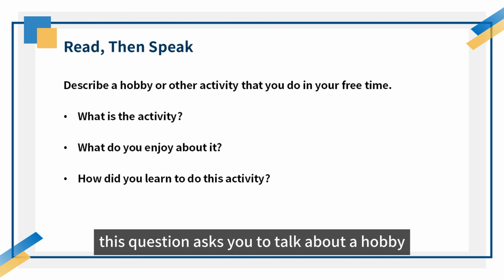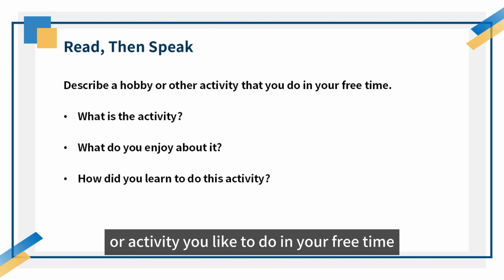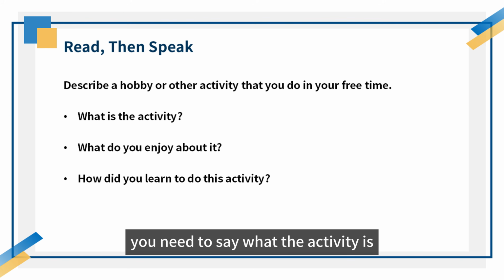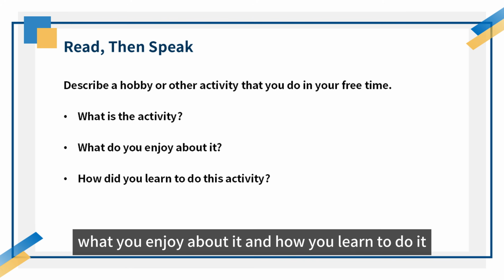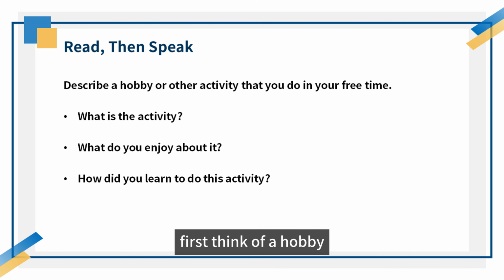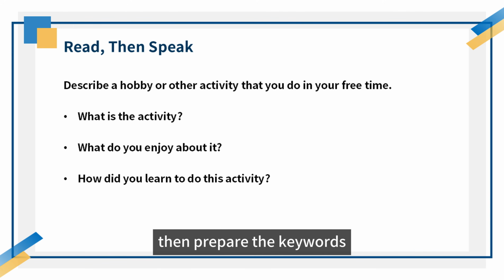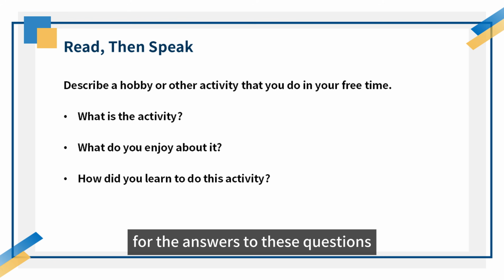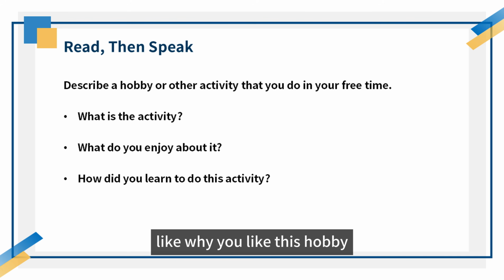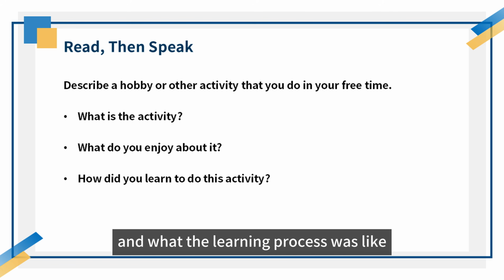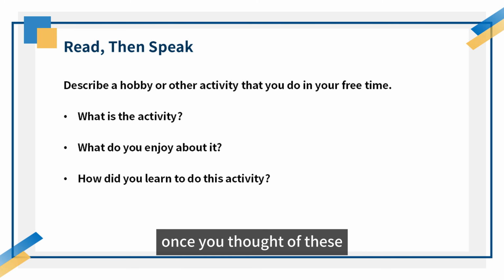This question asks you to talk about a hobby or activity you like to do in your free time. You need to say what the activity is, what you enjoy about it, and how you learned to do it. First, think of a hobby, like singing, dancing, painting, taking photos, etc. Then prepare the keywords for the answers to these questions, like why you like this hobby, how you started learning it, and what the learning process was like. Once you've thought of these, you can use the template.